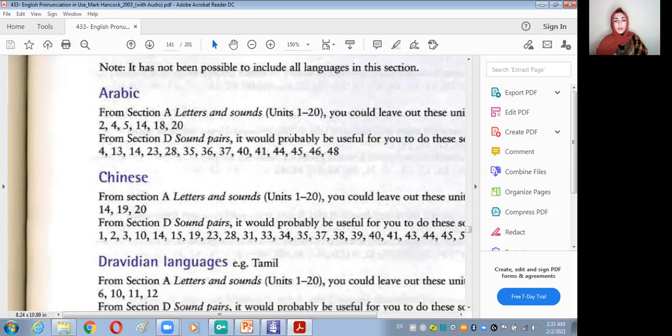So this will make us feel a bit more comfortable to know that not only we as Arabs have problems in pronouncing English sounds, but many others can have the same problem. Back to our lesson.